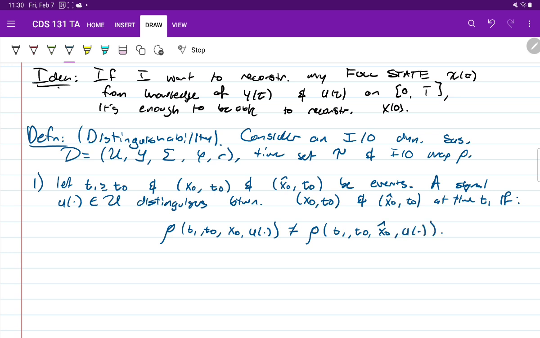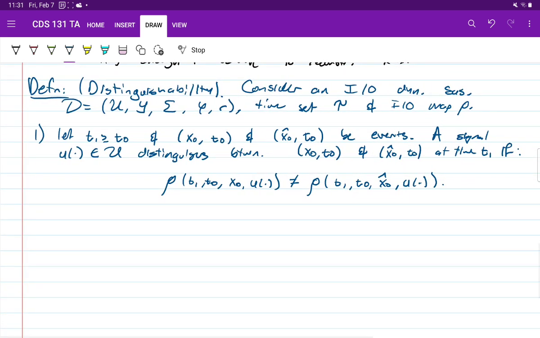So we say that this signal distinguishes between these two events if, at this time t1, the outputs from these two different initial conditions are actually different. All right? So because of this, we say that this signal is distinguishing between the two of them, right? The signal picks out the fact that these two initial conditions are in fact different. Okay? All right, so that's what a distinguishing signal is. Now let's talk about something a little bit more general, okay?